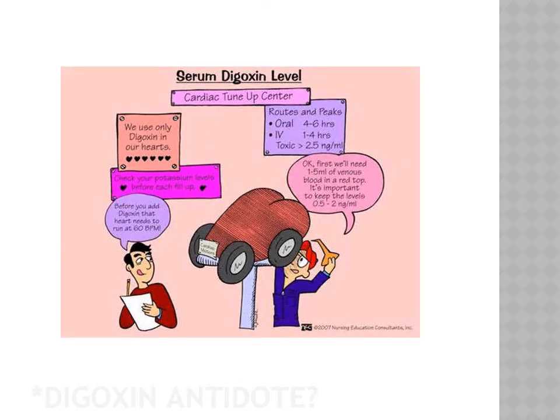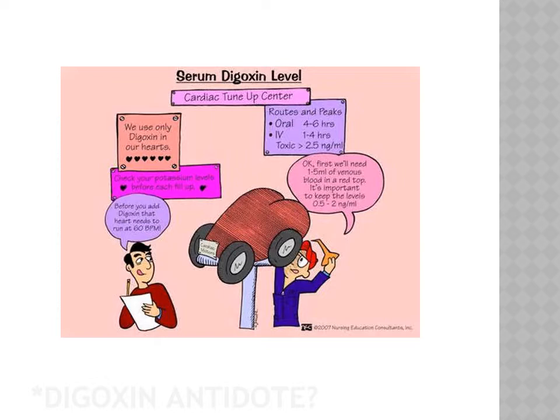So what's really important here in terms of digoxin, we see this little cartoon here talking about the serum digoxin level in the cardiac tune-up center. But before administering digoxin, you always want to make sure that you check the patient's vital signs, specifically that apical pulse. And so that apical pulse, you would want to hold this particular medication if the heart rate is less than 60.